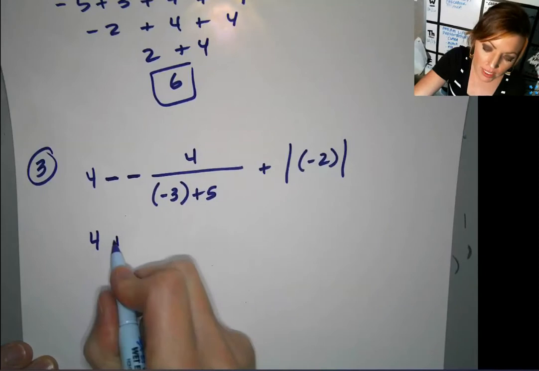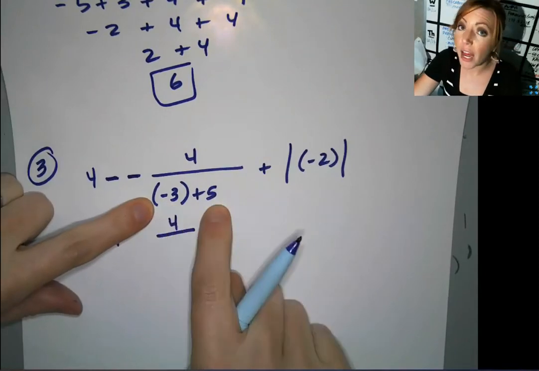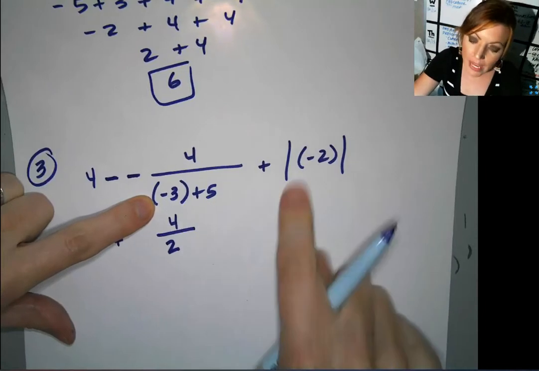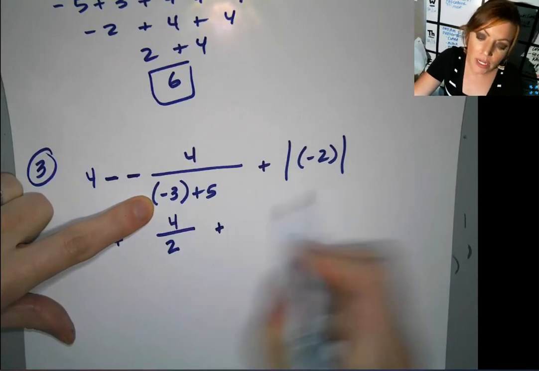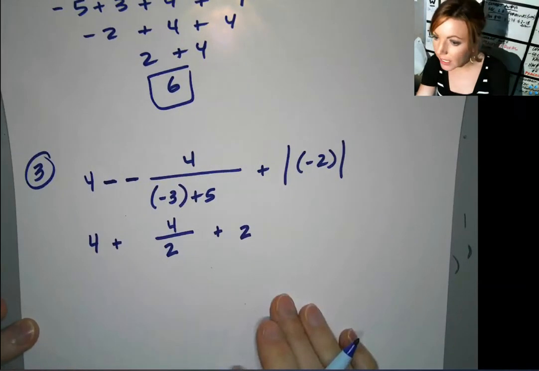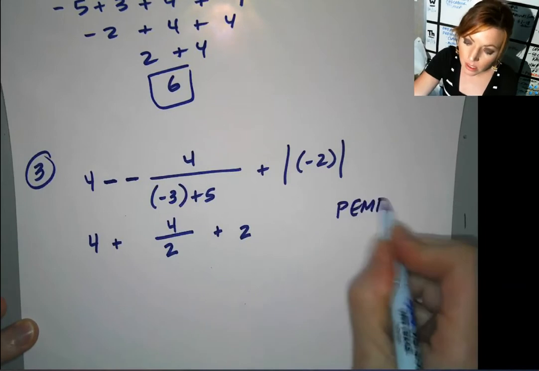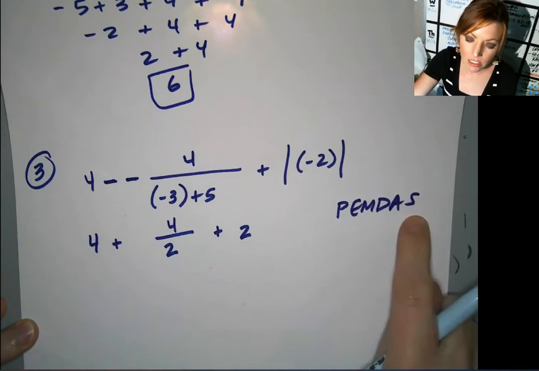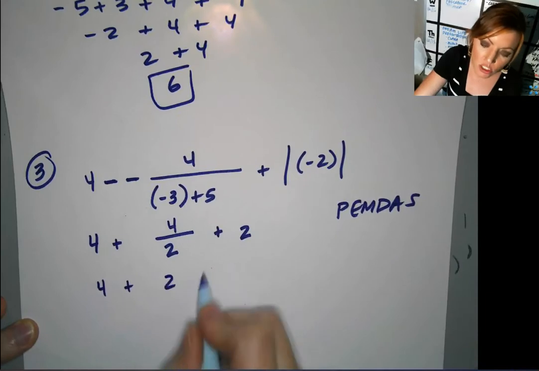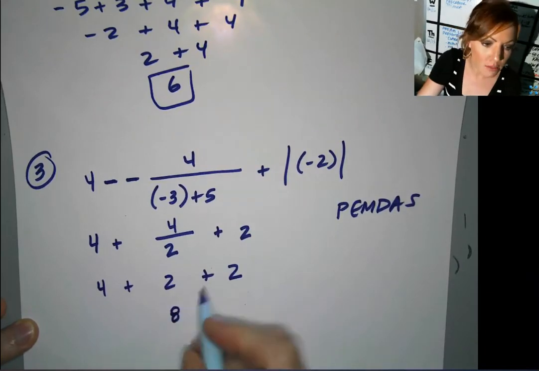So it's 4 plus 4 over negative 3 plus 5, that comes out to 2. And then the absolute value of negative 2 is 2. All right, so then we want to go to the next piece. We want to get rid of this division, because again, if we think PEMDAS, division before adding and subtracting. So we get 4 plus 2 plus 2, and 4 plus 2 is 6 plus 2 is 8. So that again is C.